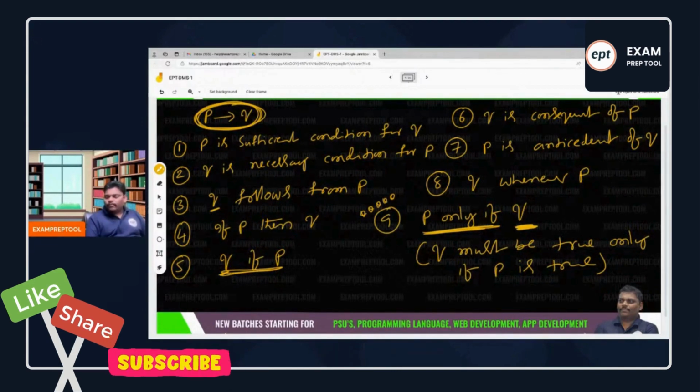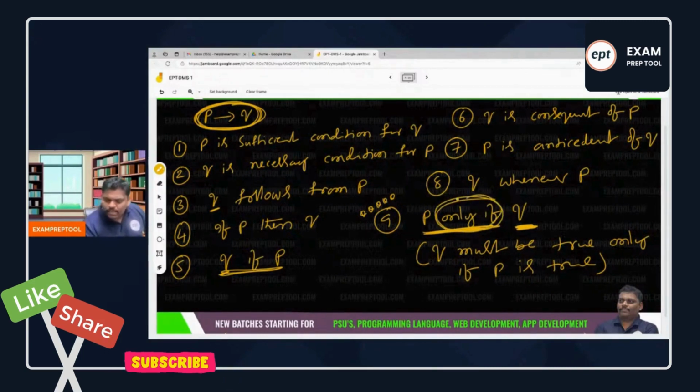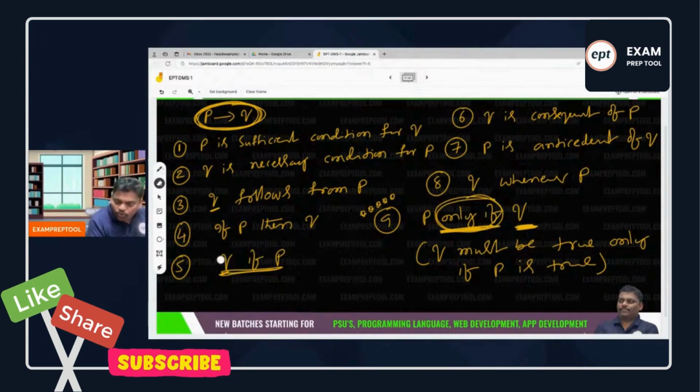Are you getting it? Is it right or wrong? Q must be true. Q is necessarily true only if P is true. Just remember, only if is there, only then can you use it. You can do the reverse of this. See, actually Q if P. If only if is there, you can do reverse. The meaning of this one is Q must be true only if P is true. Ninth one, please be careful. Q must be true only if P is true.